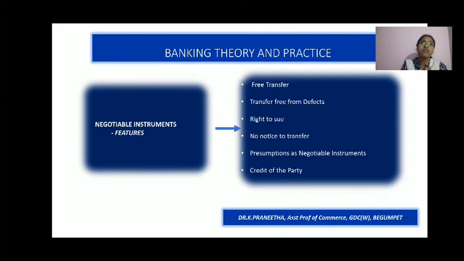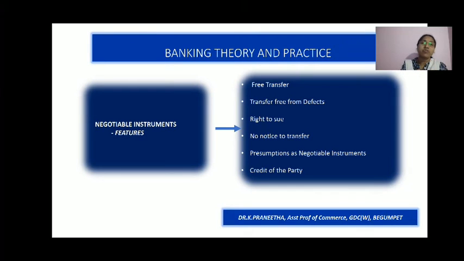The next one is no notice of transfer. A negotiable instrument can be transferred any number of times till the date of its maturity. The person who is holding it will have the rights. The holder of the instrument need not give any notice of transfer to the transferor or any other person liable for payment of the instrument.